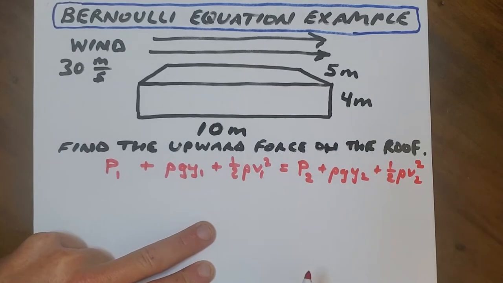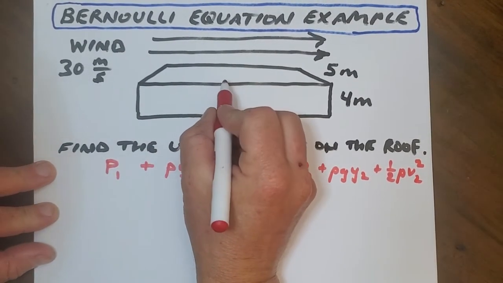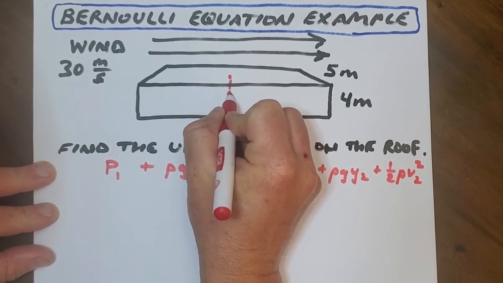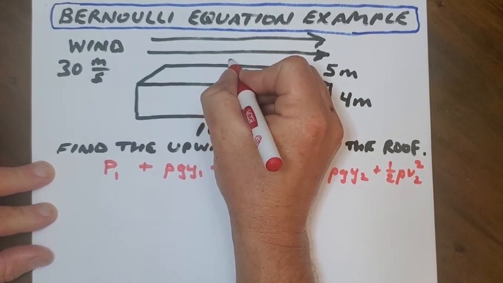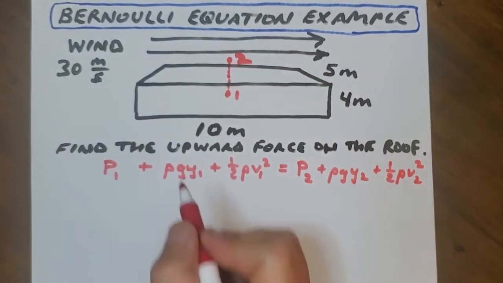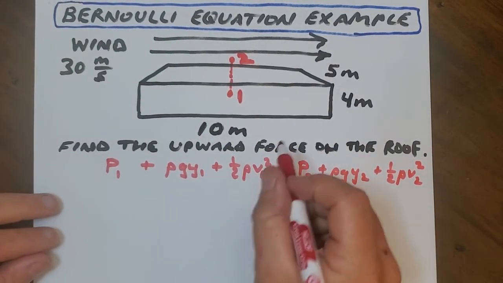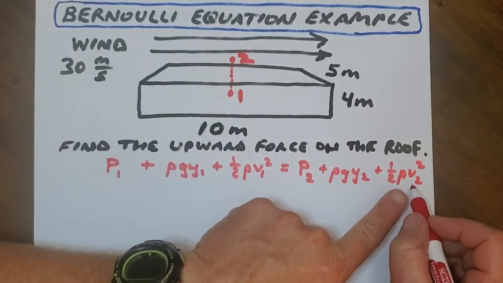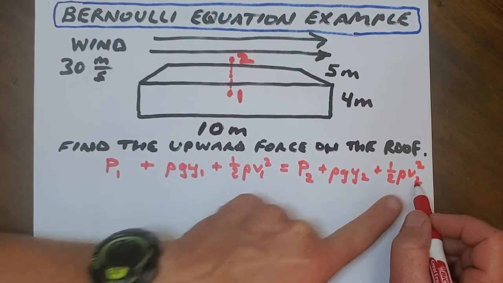v2 squared. A wise choice in this case would be to pick a position just below the roof. So just so that we can see it, I'm going to draw it under there. Position 1 would be just below, and position 2 we'll make just above the roof. So the idea here is that position 2 is up above the roof, so for this term, we happen to know the speed of the air at that place.